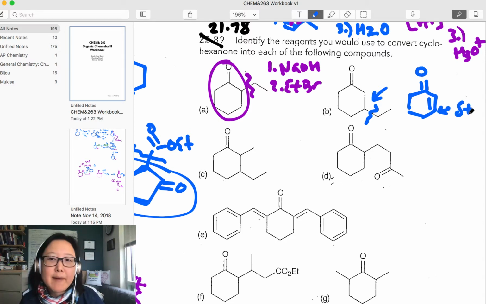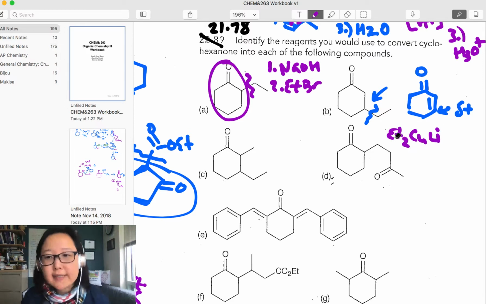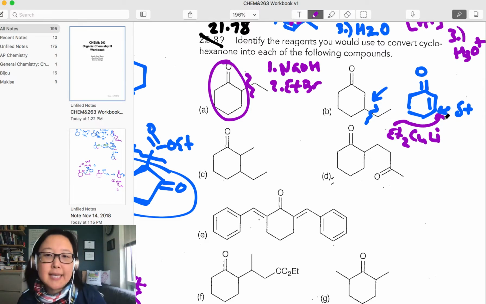Okay, so I'm thinking a Michael addition where I have an organolithium cuprate of some kind. So the organic group would be an ethyl. So ethyl lithium cuprate, and it's a Gilman reagent. And this would be my nucleophile that attacks the cyclohexenone. How do I make the cyclohexenone?